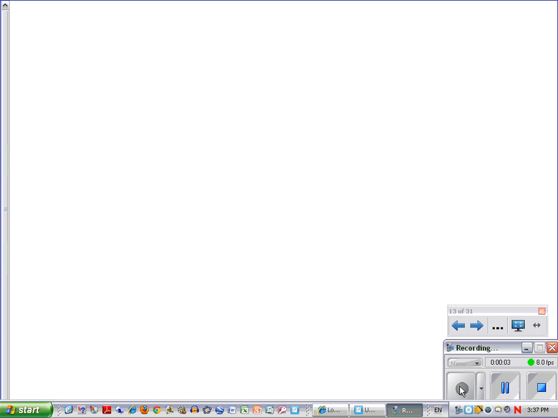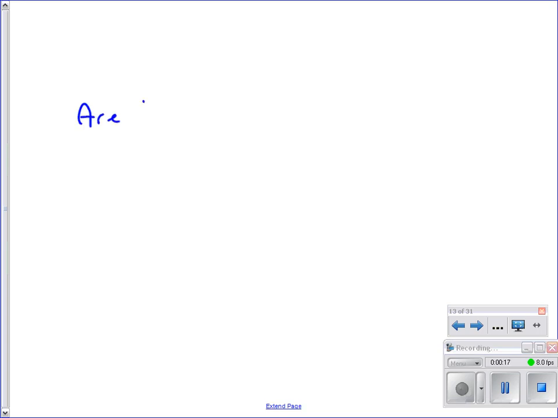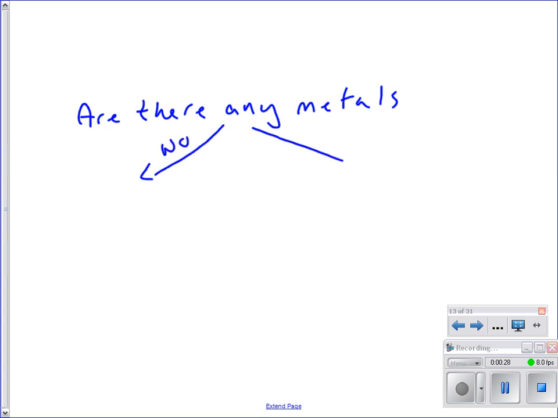Alright, so today we're going to be talking about nomenclature. When you're naming a compound, there are some questions that you need to ask yourself. The first question is, are there any metals? Either no, there aren't, or yes, there are. If there are no metals, then we are going to use covalent nomenclature.